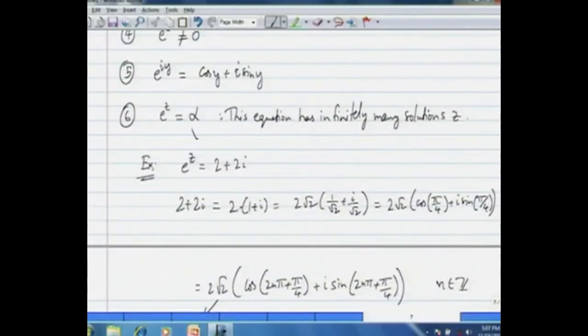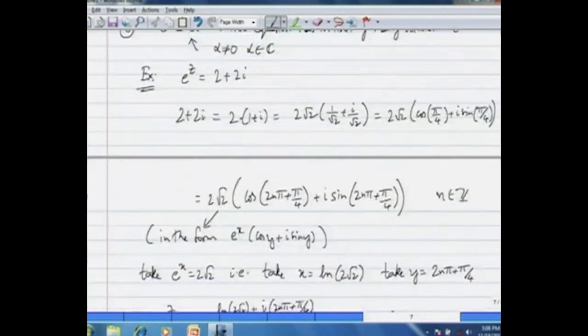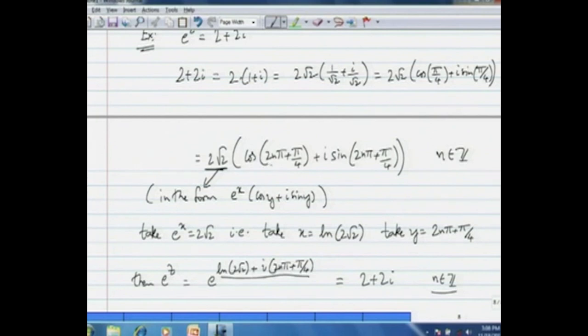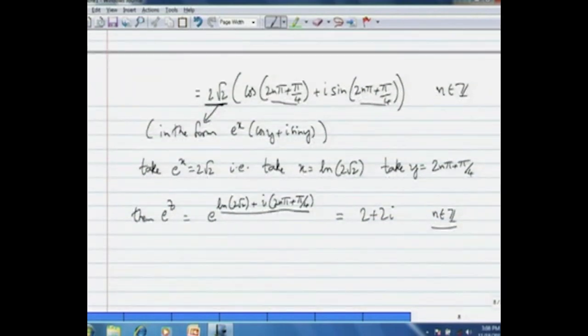And likewise, this procedure can be repeated for any non-zero complex number alpha. I should say alpha not equal to 0, because e power z is not equal to 0. So when alpha is not 0, this number which appears at the front is not 0. You can take its logarithm, it is a positive real number really. And the argument of the complex number alpha essentially serves as the imaginary part of the solution z. Since the argument, as we saw earlier, has infinitely many values, you can conclude that the equation has infinitely many solutions.